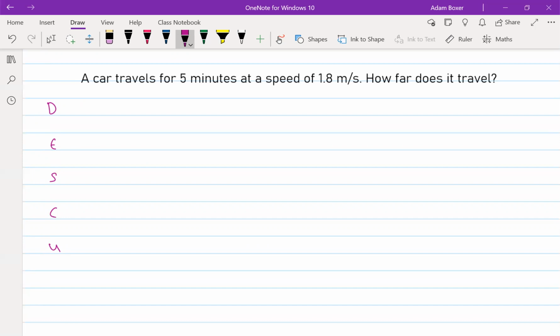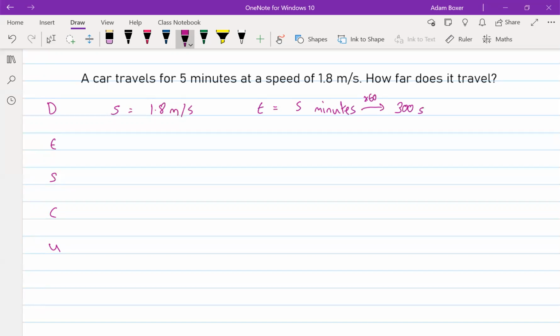D, data, 5 minutes, 1.8 meters per second. So we've got a speed, which we'll just call S, equals 1.8 meters per second. I've got a time, T, which is 5 minutes. Now, can I carry on? No, I can't, because I have to change this 5 minutes into seconds. How do I change 5 minutes into seconds? Say your answer on the screen on 3. 1, 2, 3. I multiply by 60, and I make that 300 seconds.